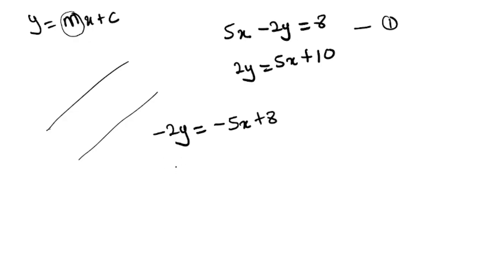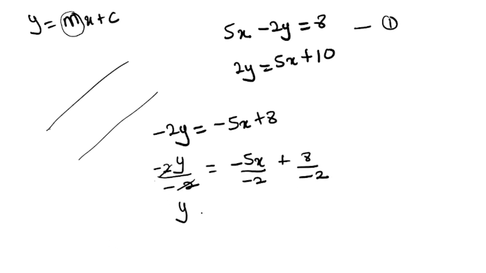From here, we are making y stand alone. So we are going to divide each side by negative 2. We divide here by negative 2, here too by negative 2, and we divide 8 by negative 2. So negative 2 will cancel negative 2. We get y is equal to 5 over 2x plus, 8 over negative 2 will give us what?